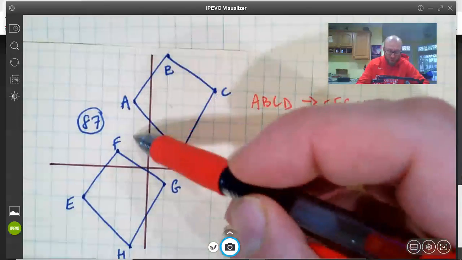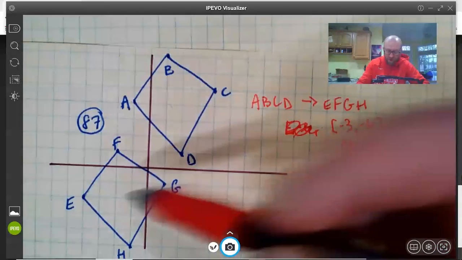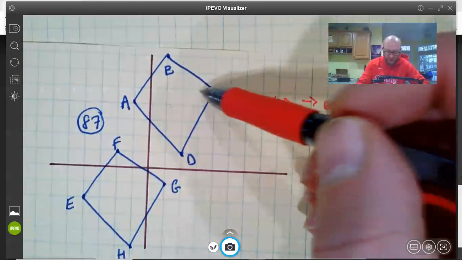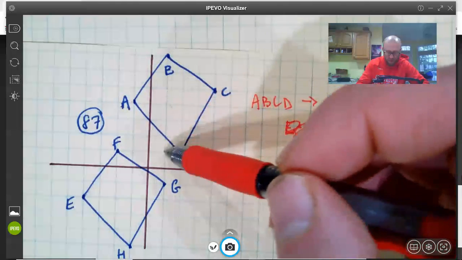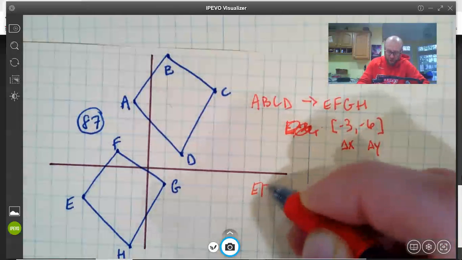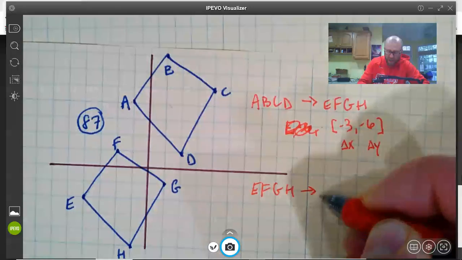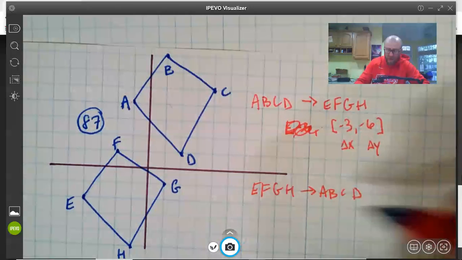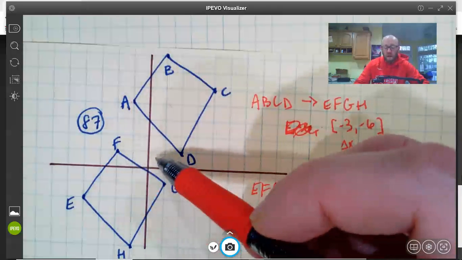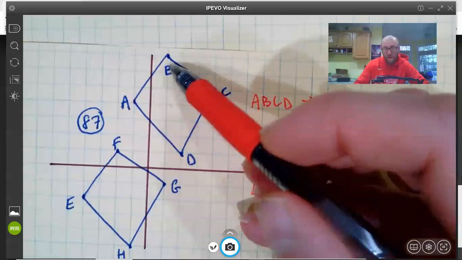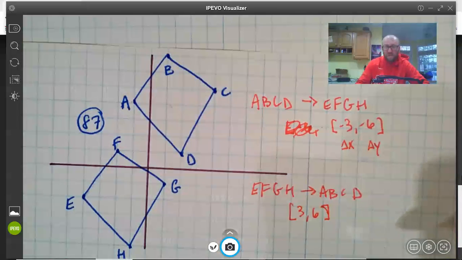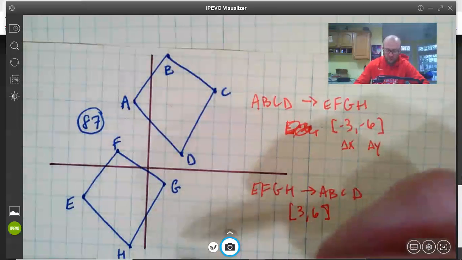So for A, it'd be 1, 2, 3, 4, 5, 6 down, and 1, 2, 3 to the left. And for C, it's 1, 2, 3 to the left, 1, 2, 3, 4, 5, 6 down. Okay. We could also go in the other direction. We could go E, F, G, H to A, B, C, D. In which case I'd be going, say, from F, forward 1, 2, 3, and then up 1, 2, 3, 4, 5, 6. So that would be 3, 6. Okay. And it would be the same for any other point here.